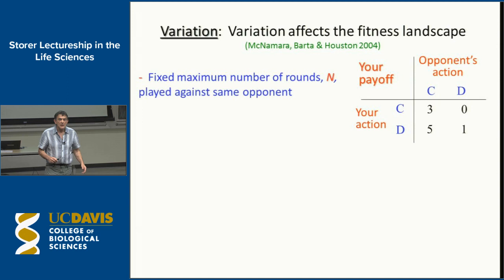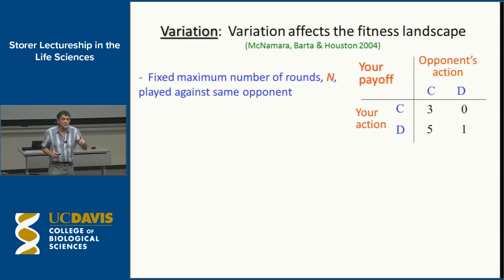The idea is that if your partner defects, you probably walk away and find a better partner. Now, that isn't explicit in this model. Later on, I'll show you a model where it is. Okay. Now, what's the logic of this game? You both know that it's 100 rounds.